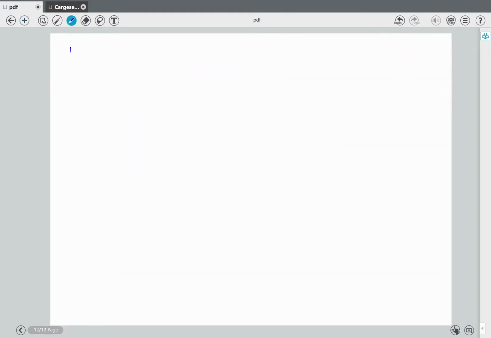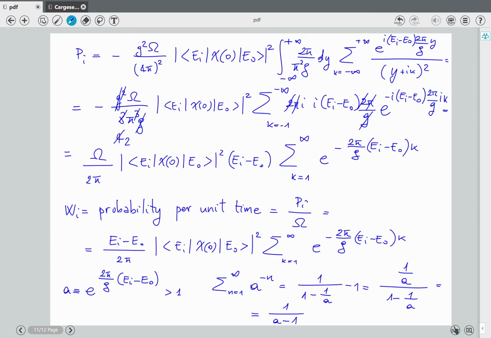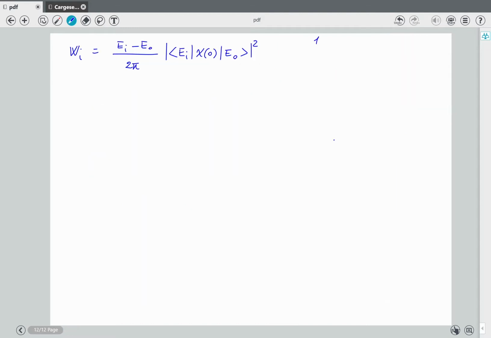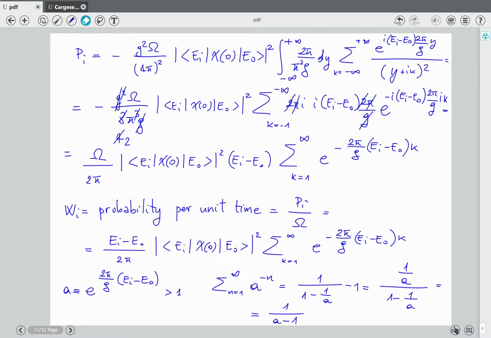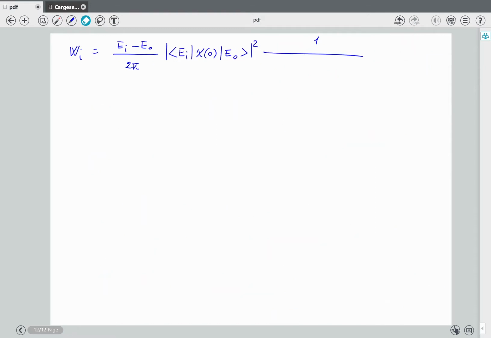In the end, we get w_i equals (e_i minus e_0) divided by 2 pi, e_i chi 0, e_0 modulo squared, and then we copy this result 1 divided by a, where we replace the formula for a, so that is equal to 1 divided by a, which is e to the 2 pi over g (e_i minus e_0) plus 1. And that's the final result.